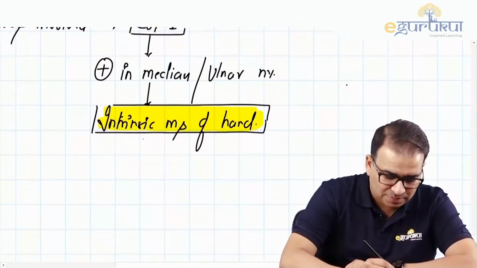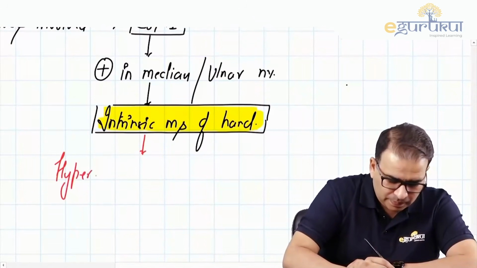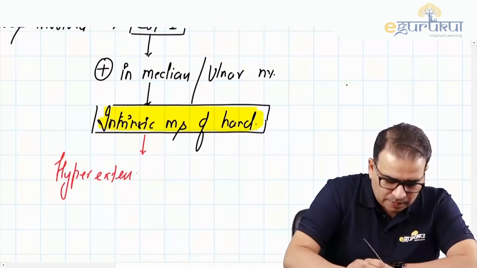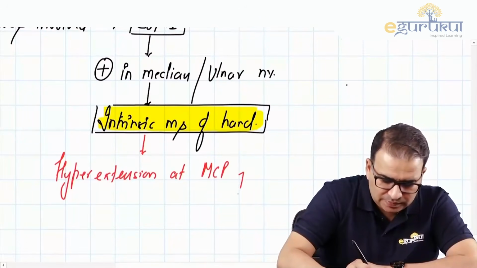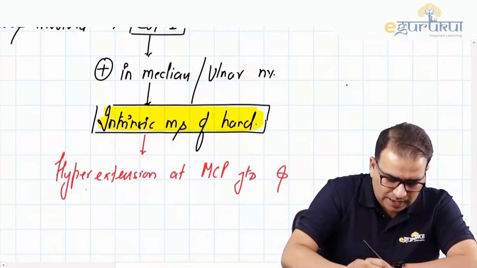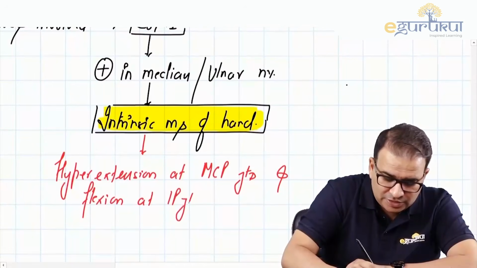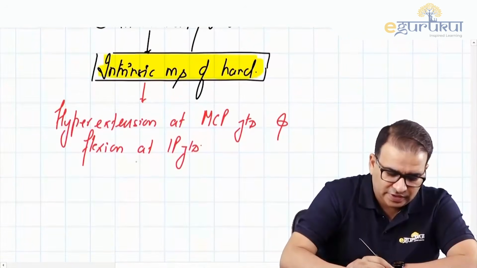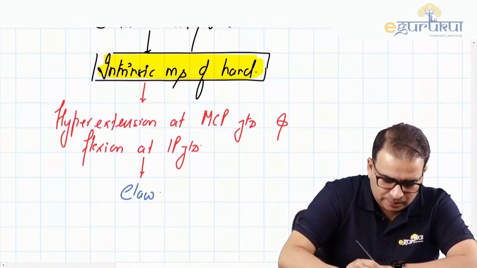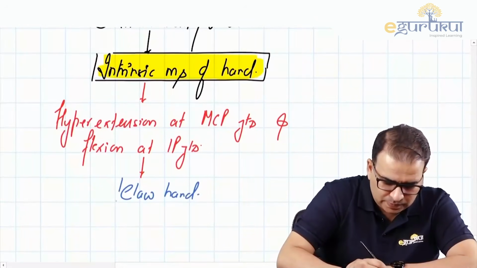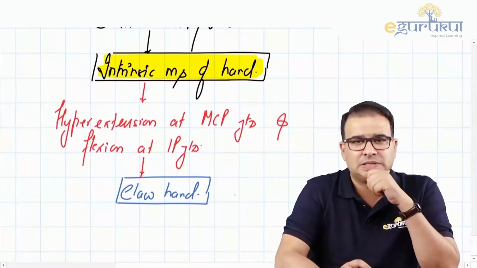So because of the intrinsic muscle of the hand involvement, there will be hyperextension at the metacarpophalangeal joint, and flexion at the interphalangeal joints, and that is what you call the claw hand. So claw hand is the main feature in Klumpke's palsy.